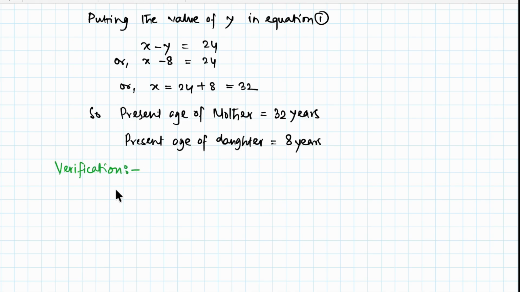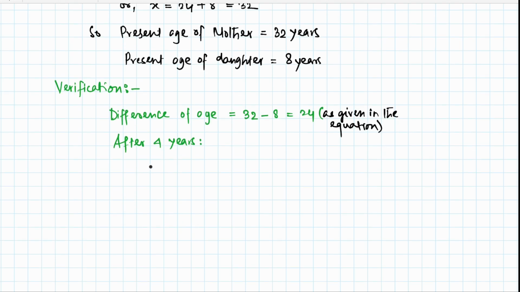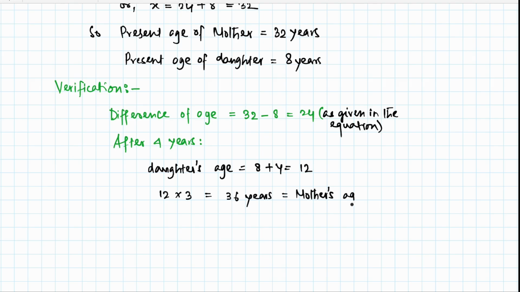Now let's verify their age. This is a very good way to check whether your answer is correct or not. So the difference of the age is 32 minus 8, which is 24, and it is satisfied as given in the equation. Now after 4 years, the daughter's age is equal to 8 plus 4, which is 12. Now multiply 12 into 3, 36. Again this becomes the age of mother after 4 years. Verified. So that means our answer is perfectly right.